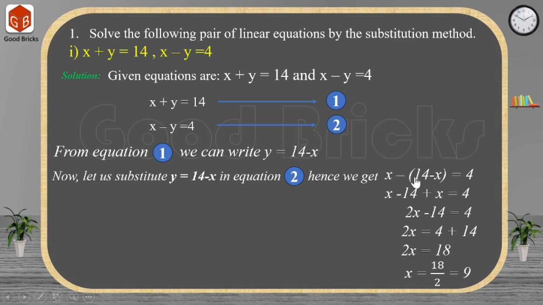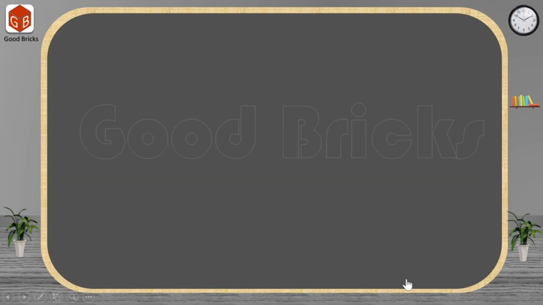Then minus of plus 14 will give you minus 14. Minus into minus, plus x, you can write. Then x plus x, 2x minus 14 is equal to 4. If you take minus 14 to the right side, it will become plus 14. Then 2x is equal to 18, and finally you will get x is equal to 9.